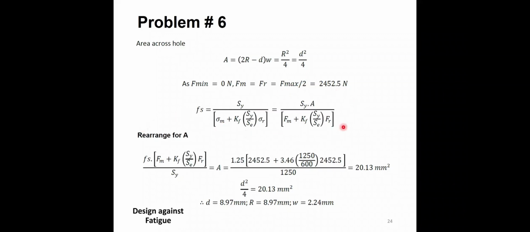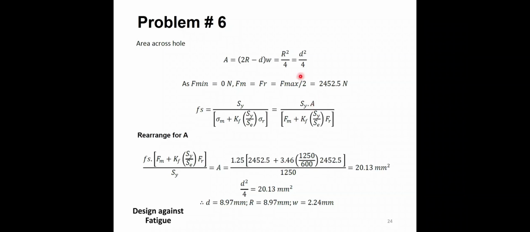So in this case, if we use the Soderberg equation for the tensile or the direct stress case, we multiply the top and the bottom of this equation by the cross-sectional area. So we have an area here, and when you multiply the mean stress by the area, it gives you the mean force. Multiply the reversed stress by the cross-sectional area, it gives you the reversed force. So we can rearrange this equation because we know the factor of safety, to find the value of A.